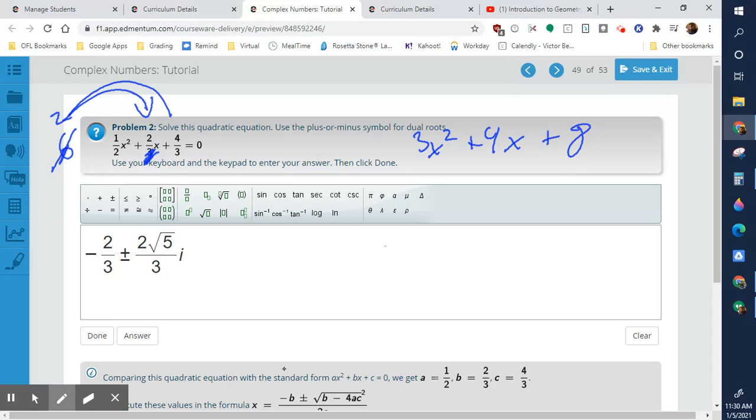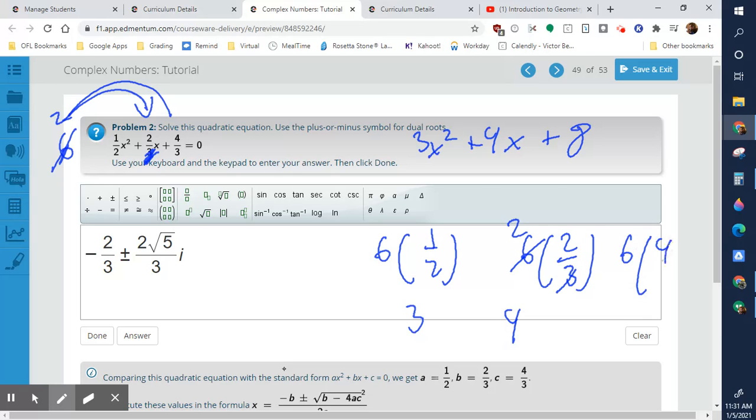So what basically happened is I'm going to do 6 times 1/2. Well, that half of 6 is 3. And then I'm going to do 6 times 2/3. Well, this turns into a 2, so that makes it a 4. And then I'm going to do 6 times 4 over 3. Well, this turns into a 2, so then it's going to be an 8. So then I'm going to do the quadratic formula of that.